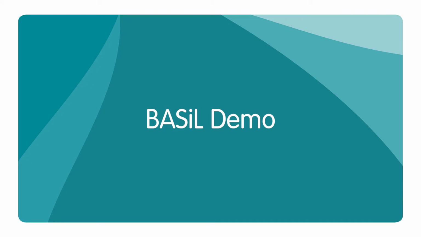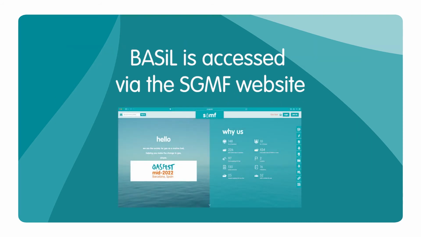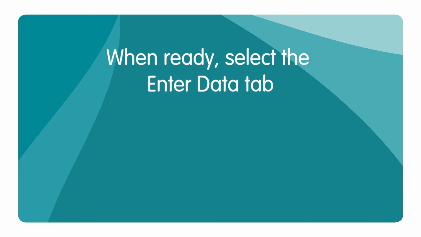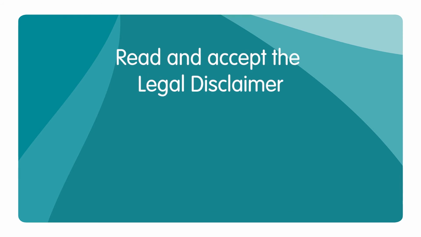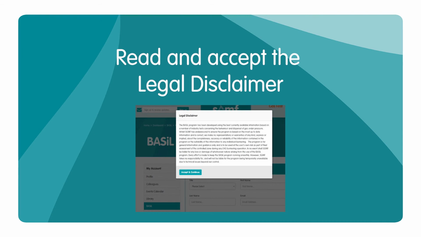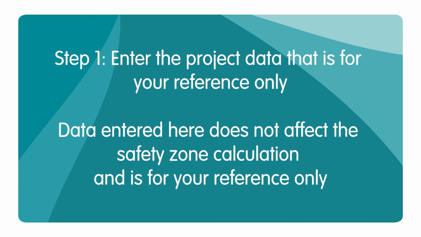Today we're going to talk about the use of BASiL. BASiL is SGMF's safety zone calculation tool. So I'm just going to take you through how you write the input into BASiL. There are initial screens about procedure and about yourself to make sure your requests get back to the correct place. Then there's a screen on project information to allow descriptional information to be added.